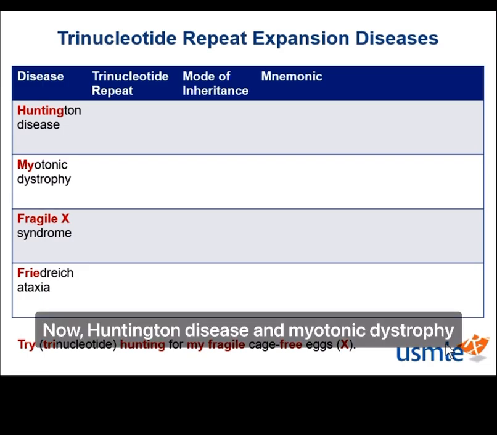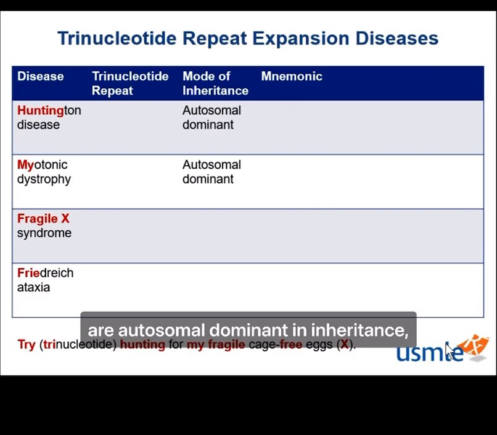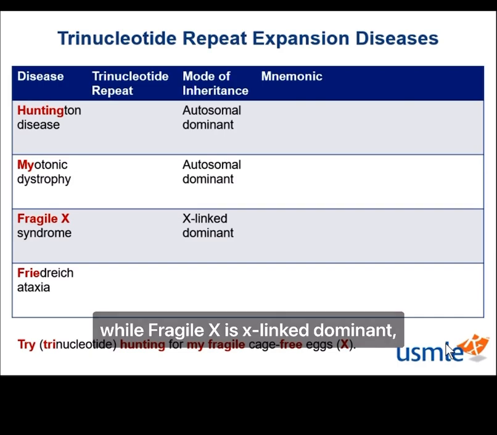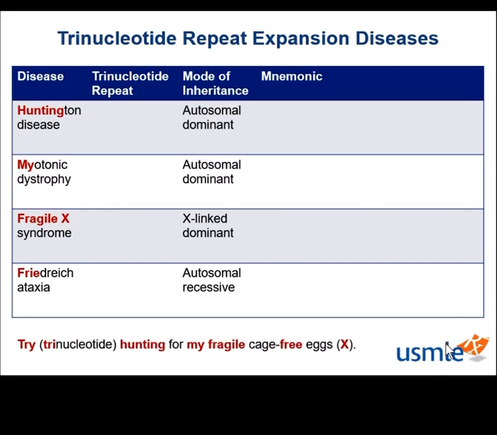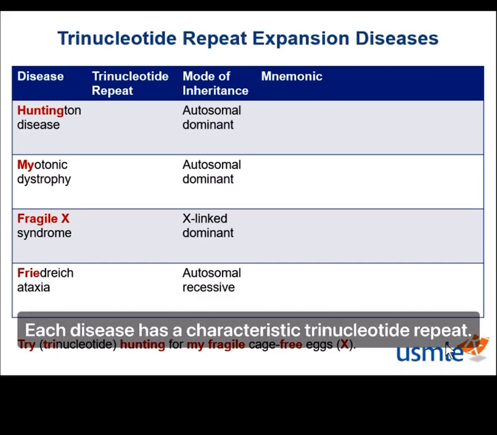Now, Huntington disease and myotonic dystrophy are autosomal dominant in inheritance, while Fragile X is X-linked dominant, and Friedreich's ataxia is autosomal recessive. Each disease has a characteristic trinucleotide repeat.